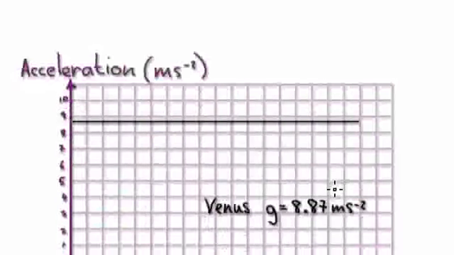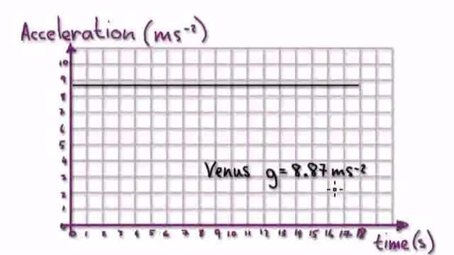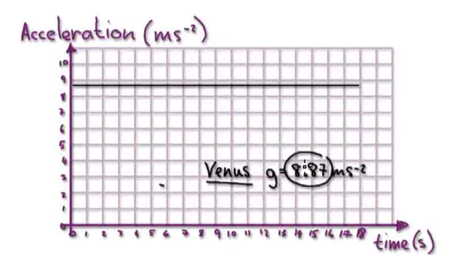Let me give you guys some more practice. So this is an acceleration time graph for any object free falling on planet Venus. On planet Venus, the g of Venus is 8.87 meters per second squared. You can just go on the internet and look up this figure. So the acceleration will be somewhere here, 8.87.